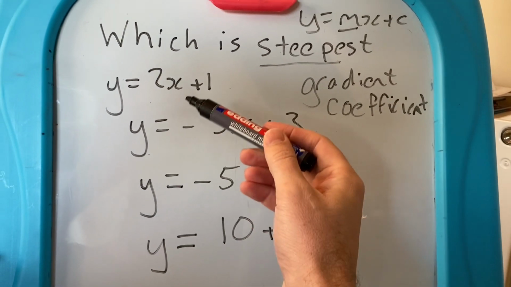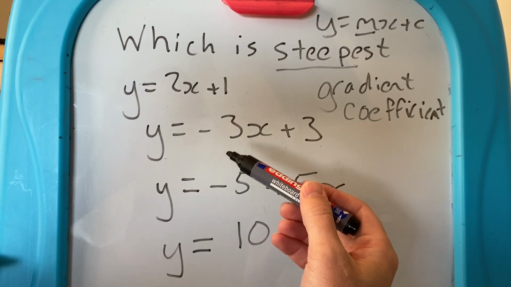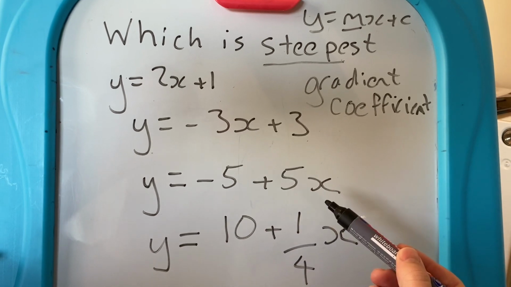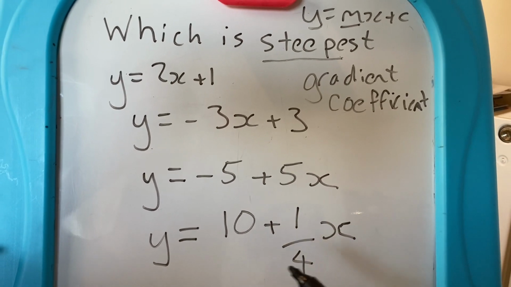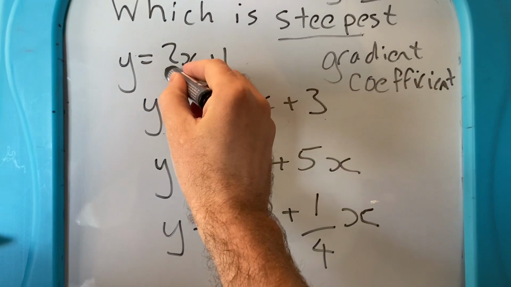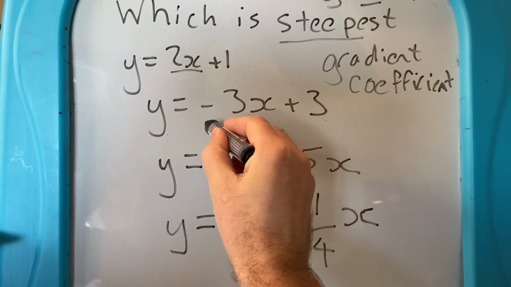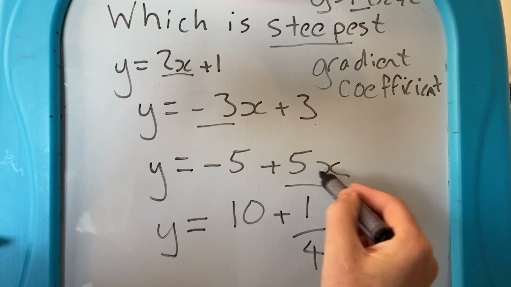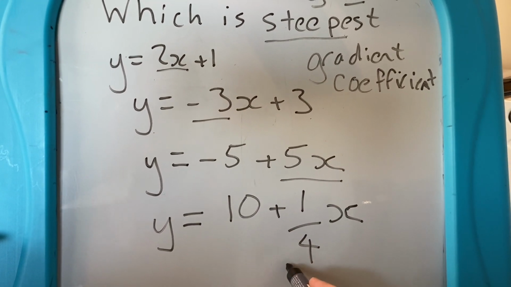So we have y equal to 2x plus 1, y equal to minus 3x plus 3, y equal to minus 5 plus 5x, y equal to 10 plus a quarter x. So we just want to look at the gradient, the coefficient of x. So I'm just going to underline them there. This one I'll try to catch you out by actually putting it as the second term, and this one here.